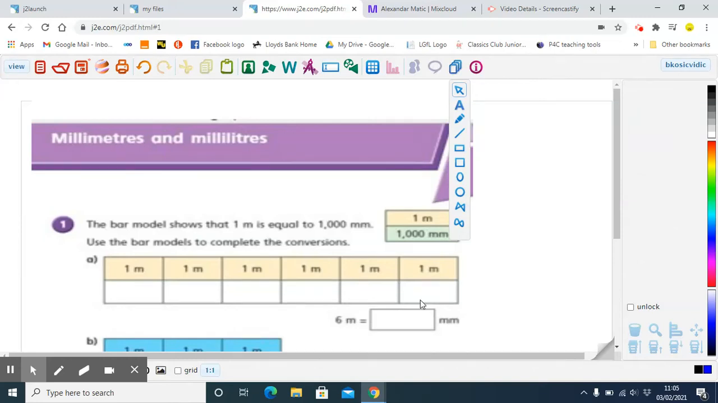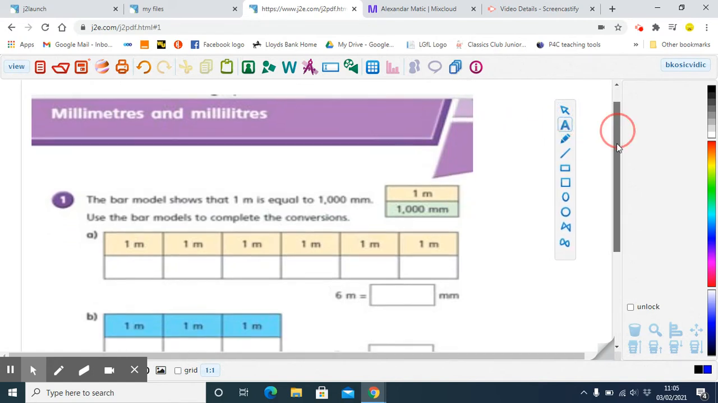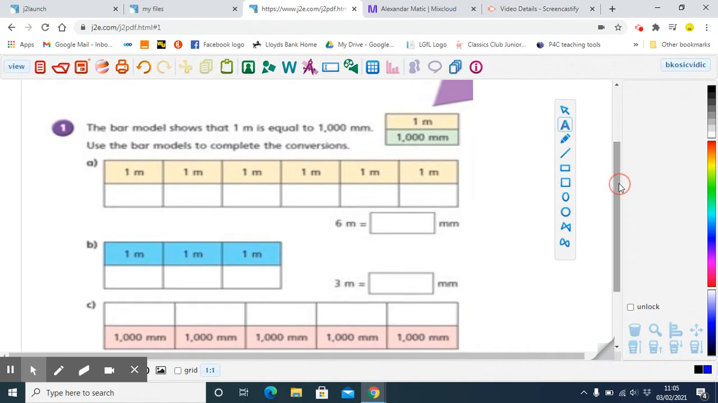Good morning, Year 5. In today's lesson, I'm going to show you how to convert millimeters into meters and milliliters into liters. So when we talk about measuring units per length, we always talk about meters, millimeters, and centimeters. So you have learned how to convert meters into centimeters.